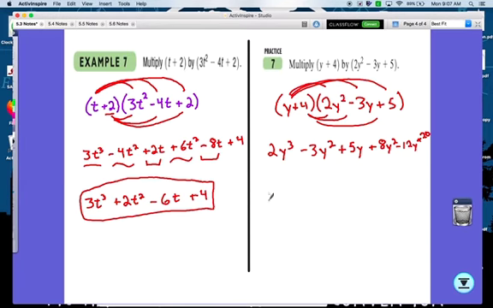Combine like terms. We got 2y to the third. Minus 3y squared plus 8y squared, so plus 5y squared. 5y minus 12y gives me minus 7y, and then the plus 20.